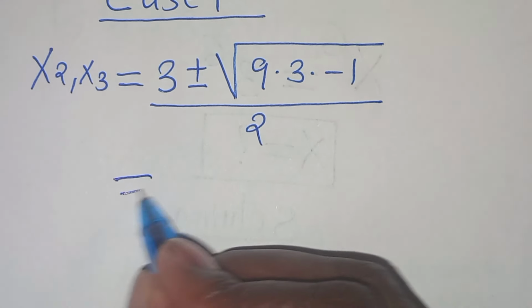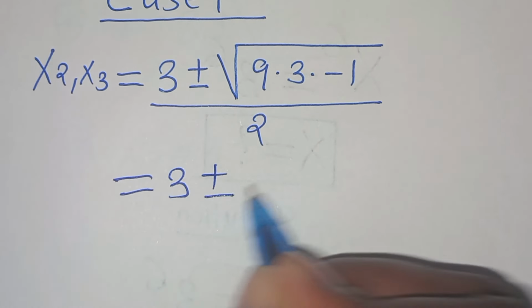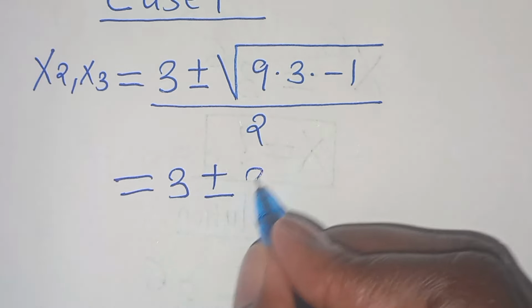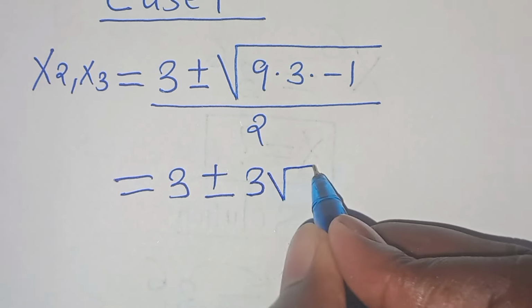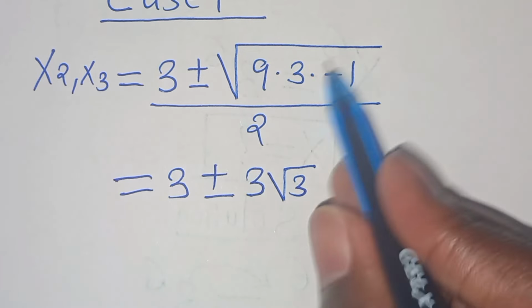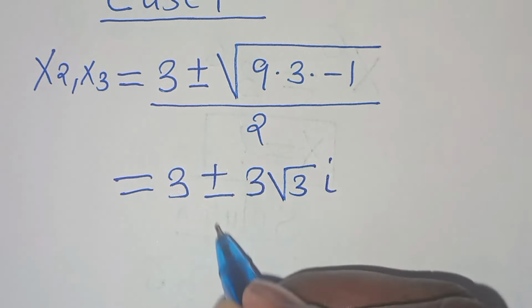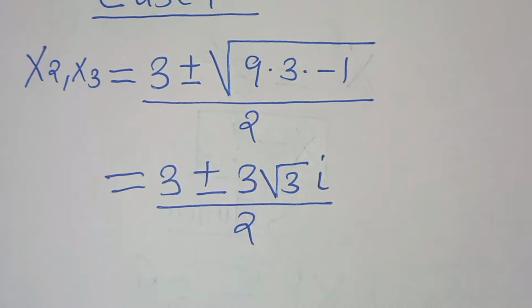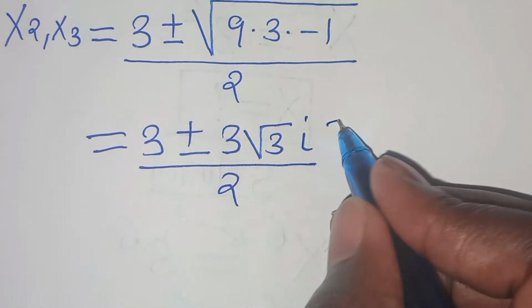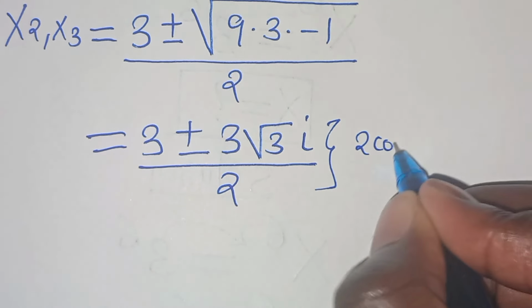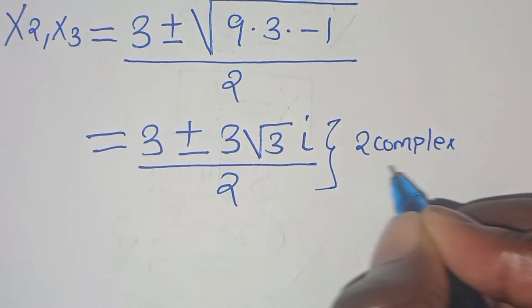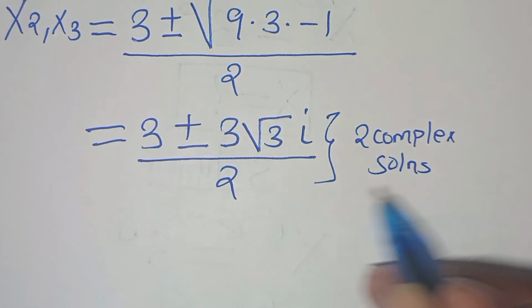Now this is equal to 3 plus or minus the square root of 9. This is 3. Then we have the square root of 3. Then square root of minus 1. This is i. Then divided by 2. So we find that these are two complex solutions under case 1.